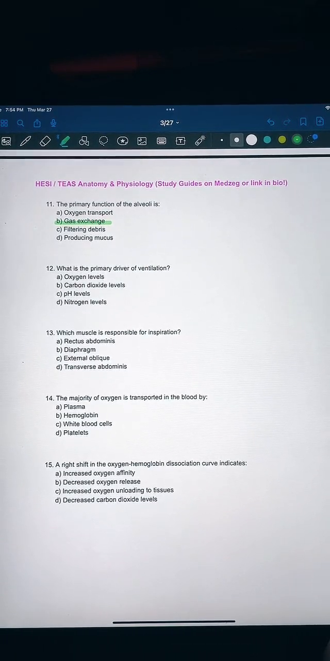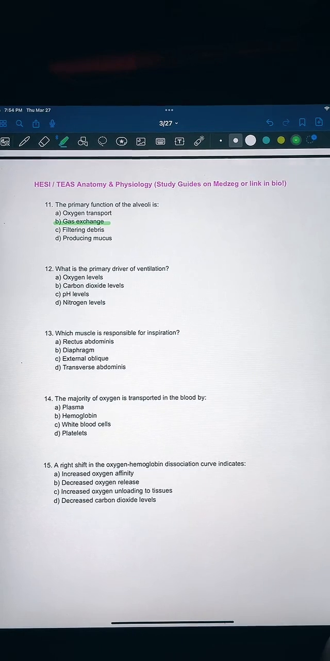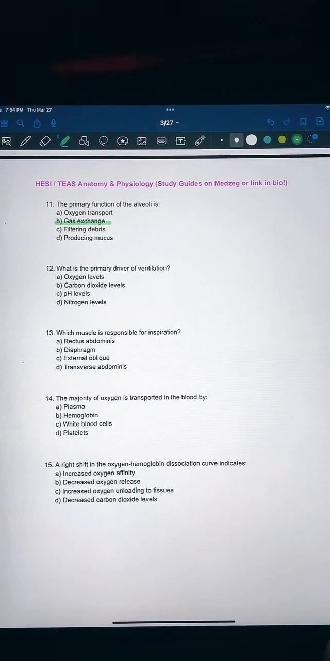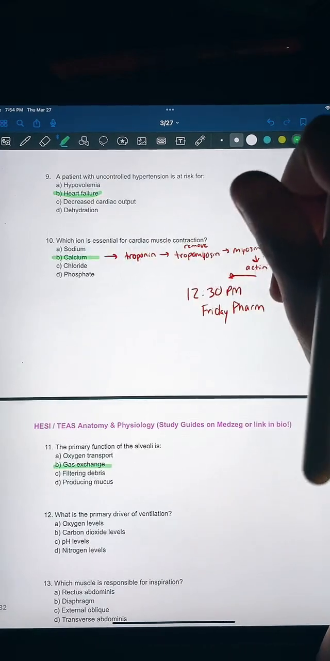This might trick some people up, but it's important to know. Number 10 was calcium.